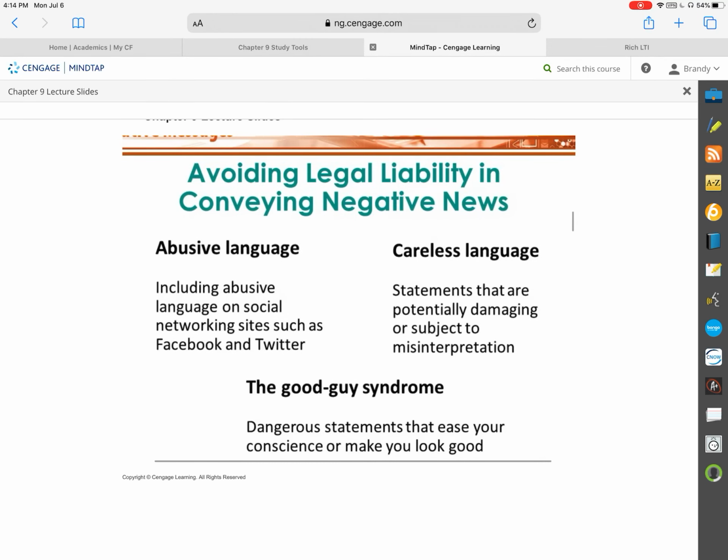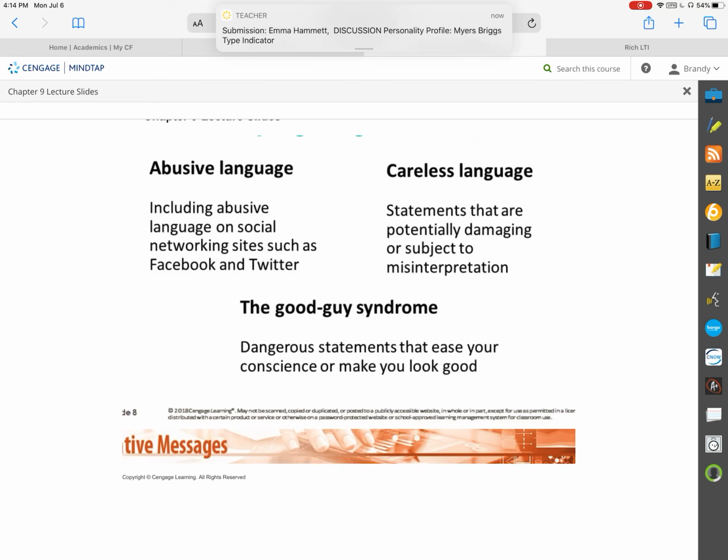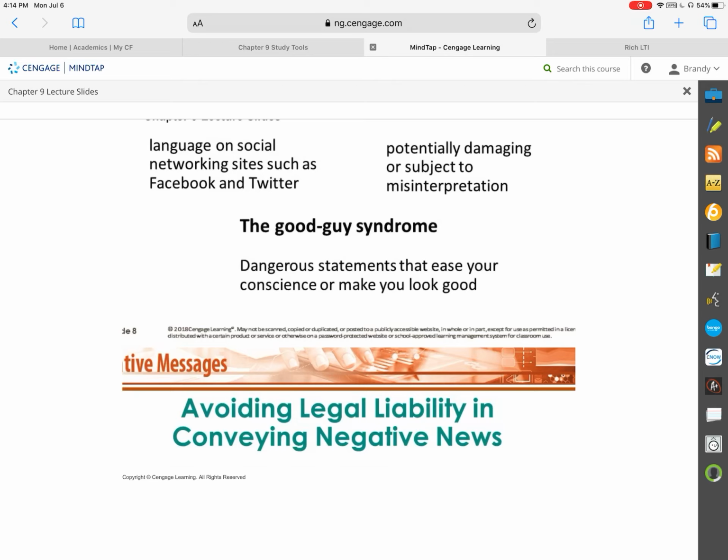I told you this is a section where they really focus on avoiding legal liability, especially when we're conveying negative news. We want to stay clear of using abusive language. This includes anything on social networking sites like Facebook and Twitter. We don't want to make any statements that would be potentially damaging to myself, to my company, to my organization. We don't want anything to be misinterpreted. And your text does a really good job of giving examples of all of these, but it really does on the good guy syndrome. A lot of times people make very careless, very dangerous statements because they're trying to ease their own conscience.